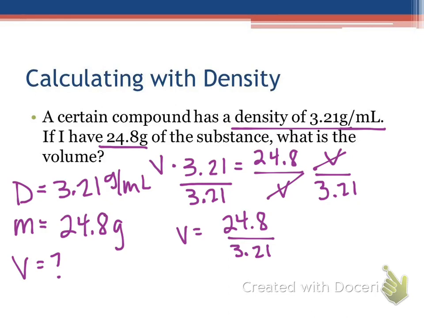Okay? So if you take a look at our first problem, we have volume here and 3.21 here. All we're doing is switching these two places. Right? When we're solving for volume, when in the denominator, all we're going to do is switch those two places. Which is exactly what we did here. So to solve for volume, I'm taking 24.8 divided by 3.21. And we get somewhere about 7.73. What would my units be here for volume?